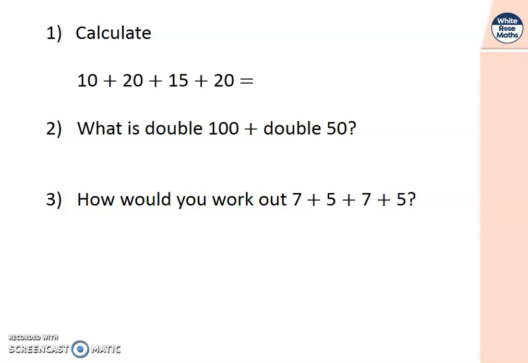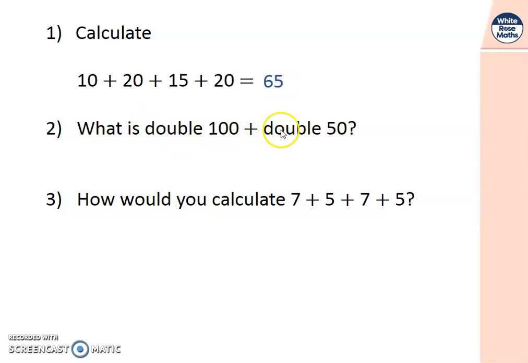I wonder what you did. I did it by saying 20, add 20. Double 20 is 40. Then I added the 10 to make 50. Then I added this 10 more to make 60. And then I added this 5 to make 65.